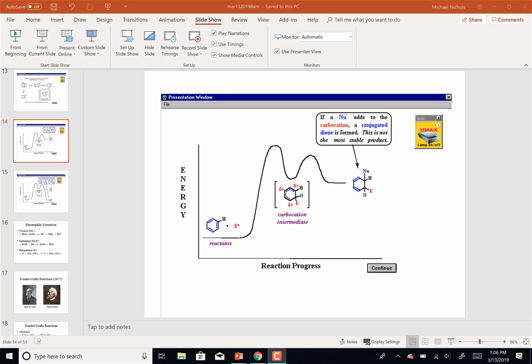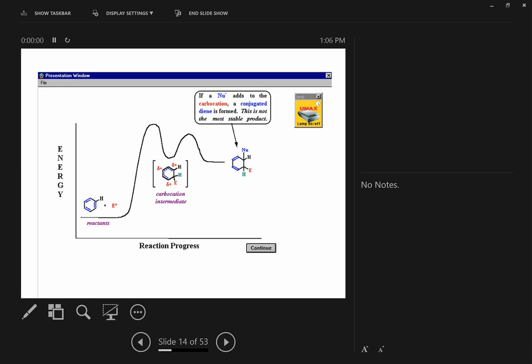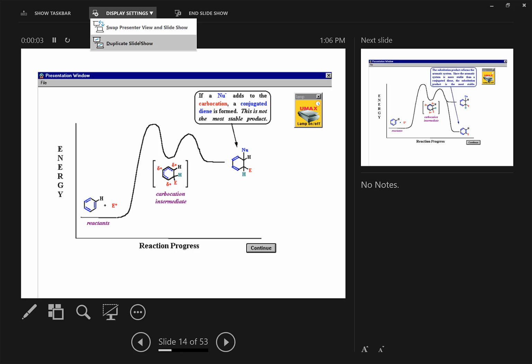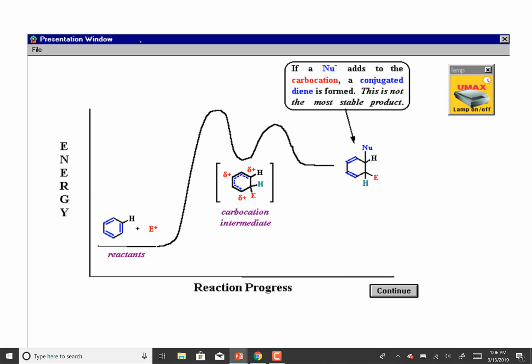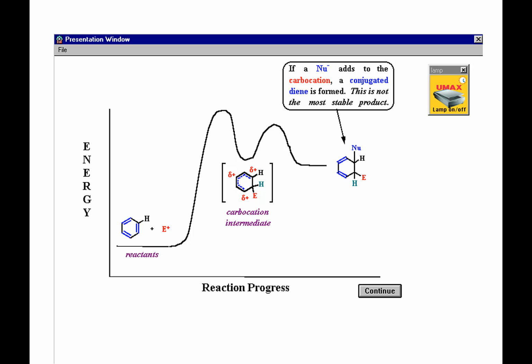Okay, so where were we at last time? Which is a good question. We were talking about electrophilic aromatic substitution and how we're going to add an electrophile to the ring. So just to go back, where's the screen?